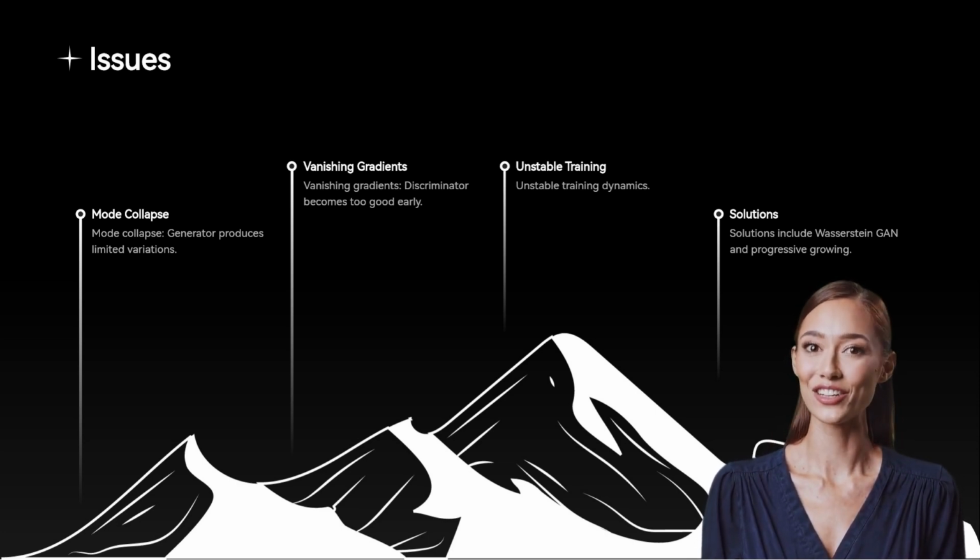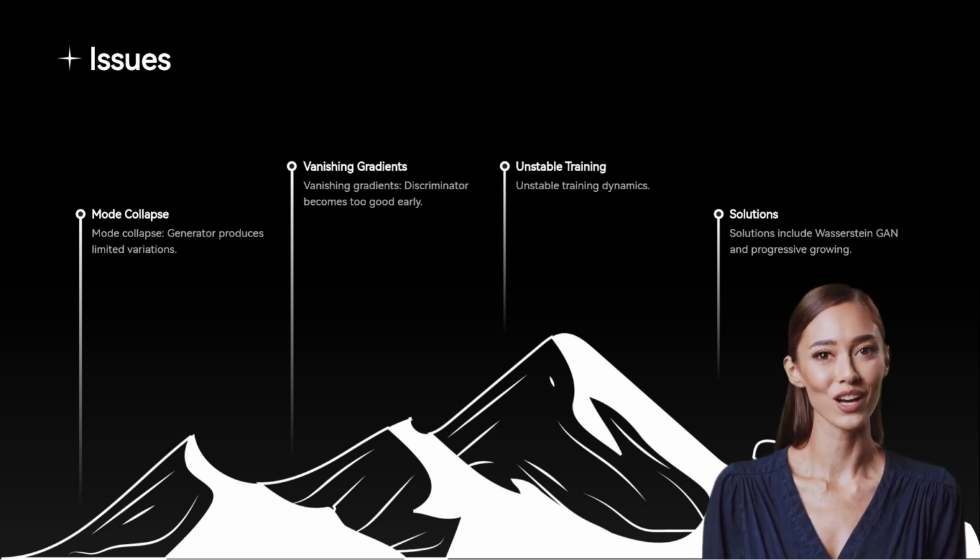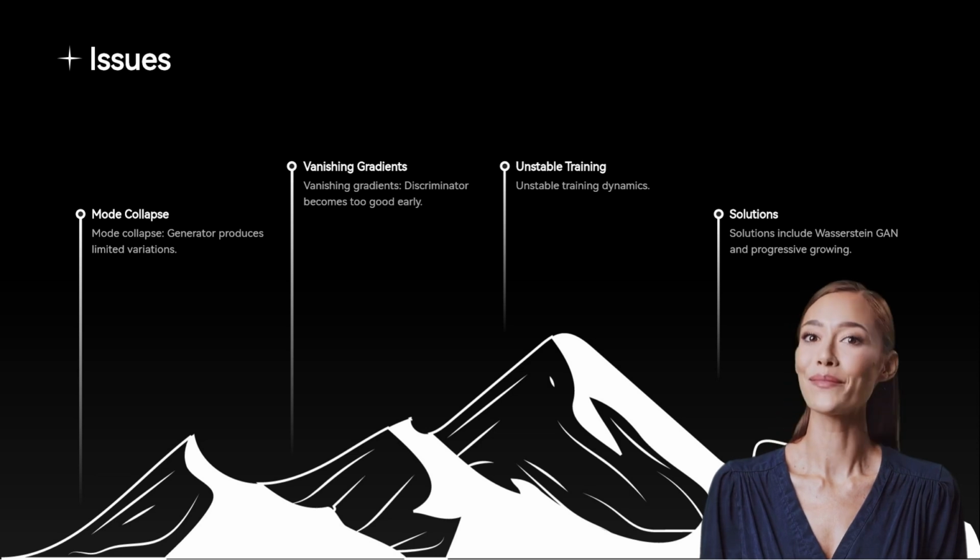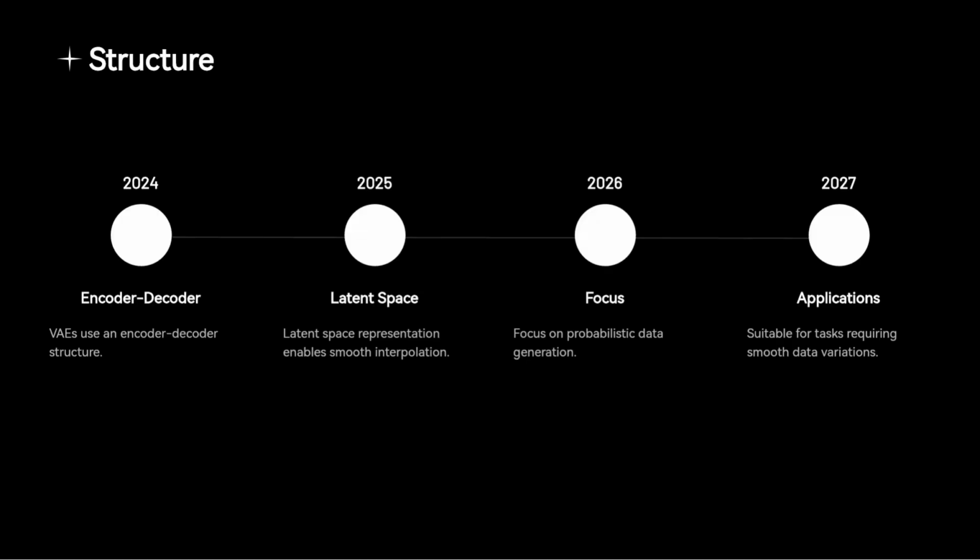To mitigate these issues, techniques like Wasserstein GANs, WGANs, which improve stability by using a different loss function, and progressive growing GANs, where the generator and discriminator are trained on low-resolution images first, and progressively move to higher resolutions, have been developed. Variational autoencoders, VAEs, are another popular class of generative models.